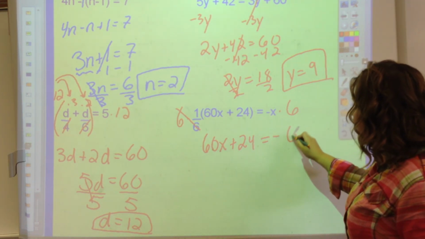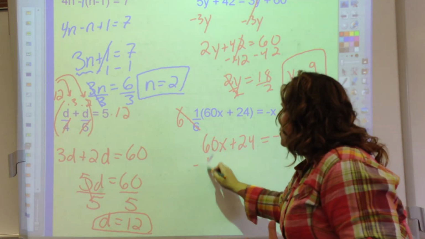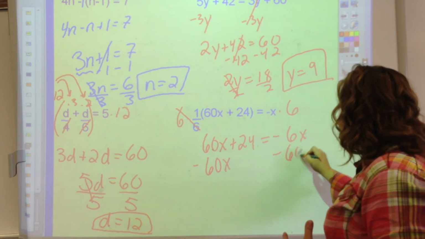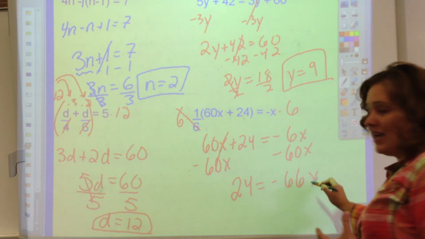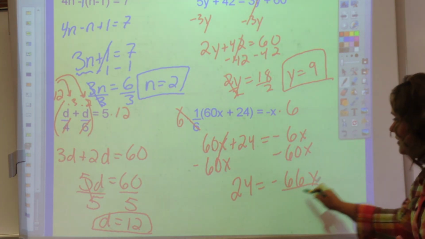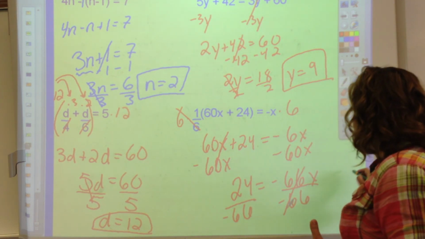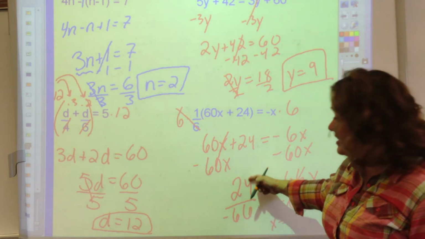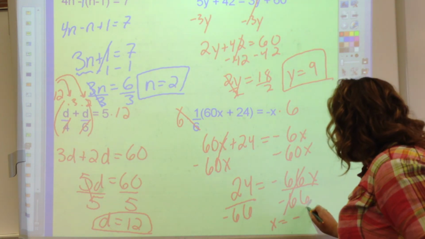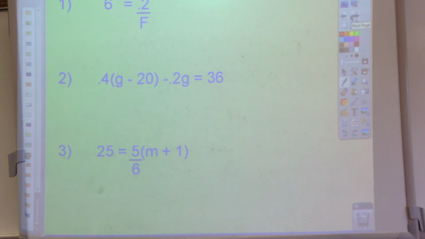Multiply over here, and I get negative 6x. Now I need to combine my variable pieces, so I will subtract 60x on both sides. Now my variables are together, which is a negative 66x. Finally, to solve for x, I'll need to divide both sides by negative 66 and reduce. And I get a negative, I should mention 6 goes into both 24 and 66, and I get a negative 4/11.